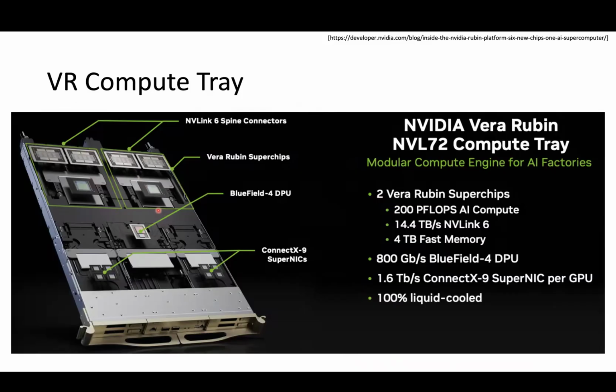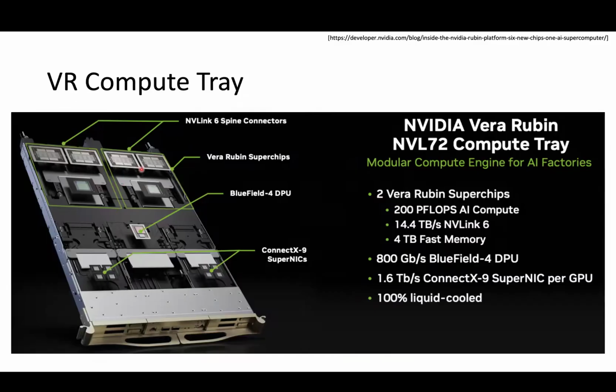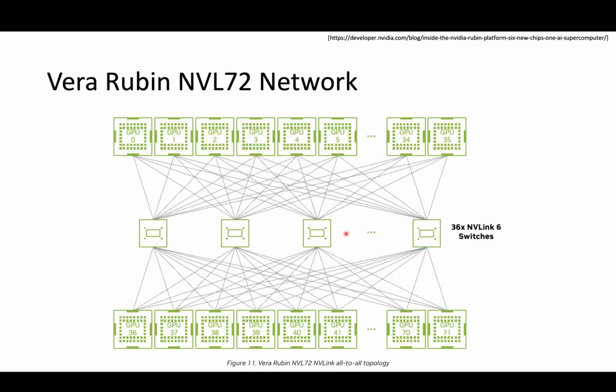By using 2 boards on a single compute tray, we have this design. And by using 18 compute trays, we have a rack. Inside this rack, we have 72 GPUs because on each tray we have 4 GPUs, 4 by 18, 72. Between the 72 GPUs, we have NVLink connection like this. So we have a high-speed connection between 72 GPUs.